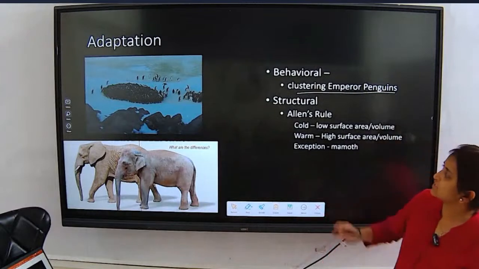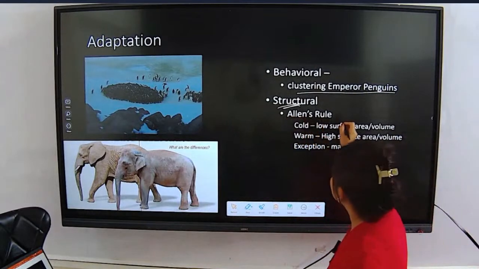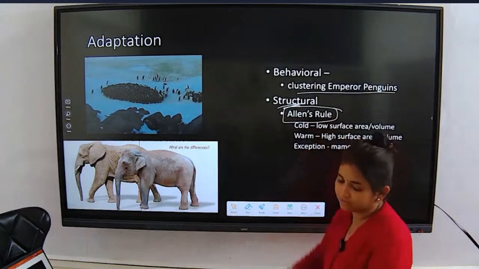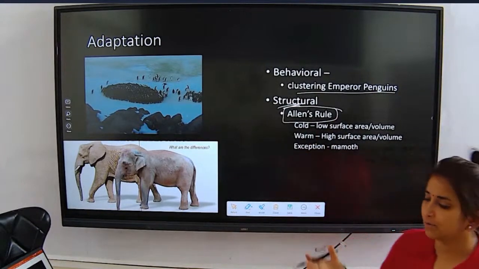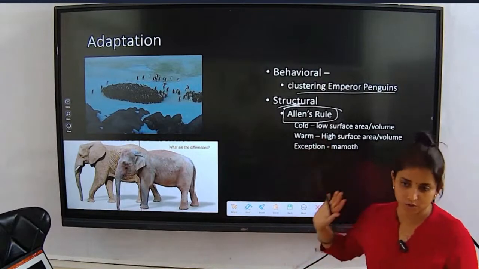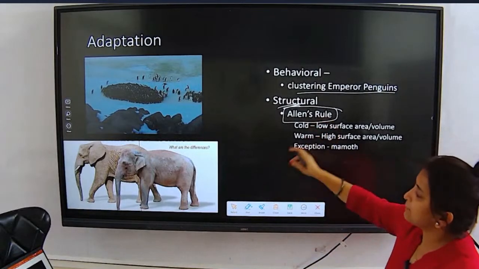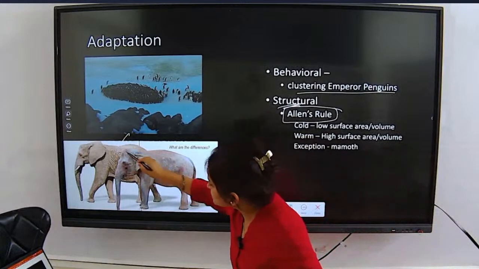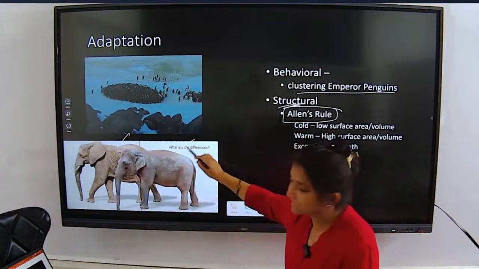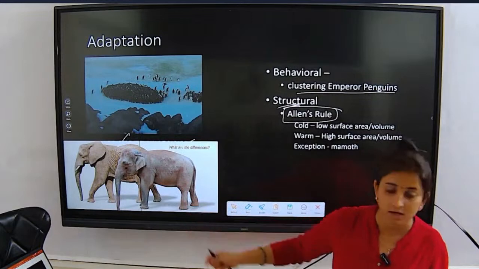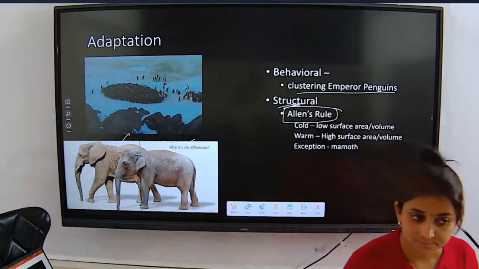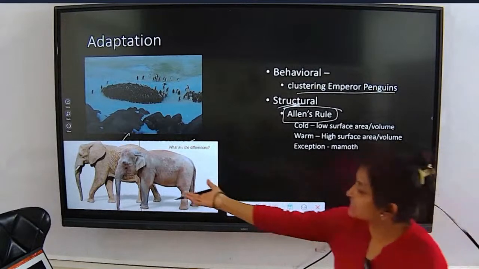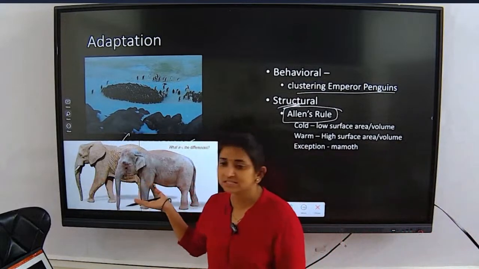The adaptation can also be structural, and here is what I can expect as a question coming in prelims. They will mention Allen's rule and ask whether the statement is correct or not. So structural adaptation can be an example of this. Can you see, this is the African elephant and this is the Indian elephant. Can all of you see this? What is the difference between these two? Can you tell me? What difference can you see between the African elephant and the Asian elephant?